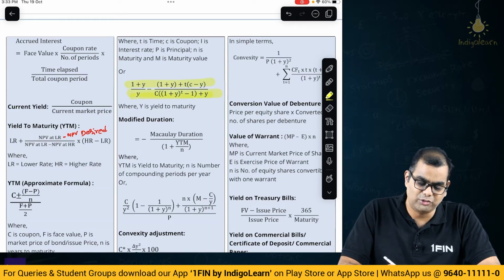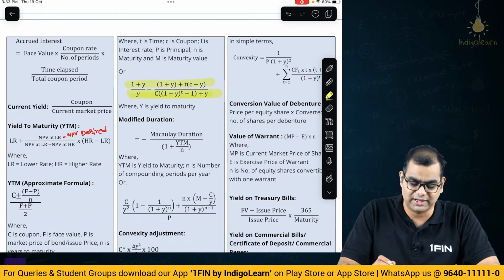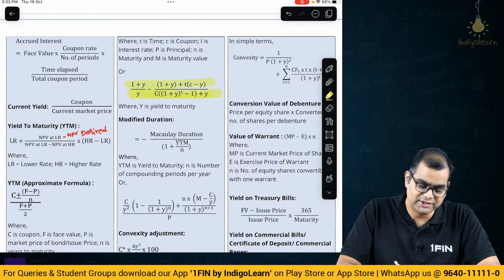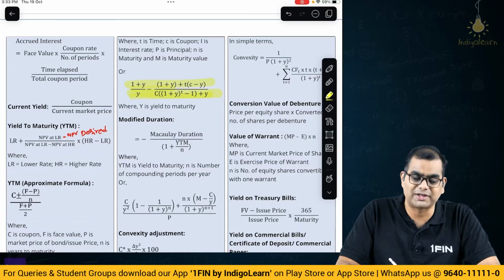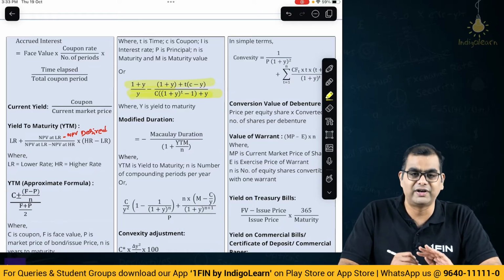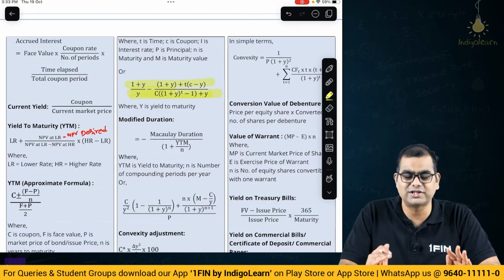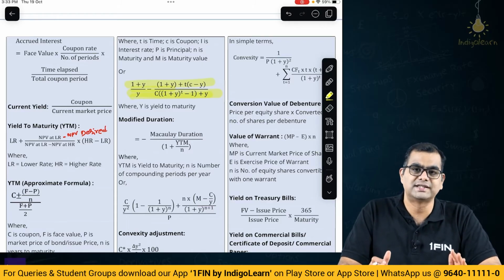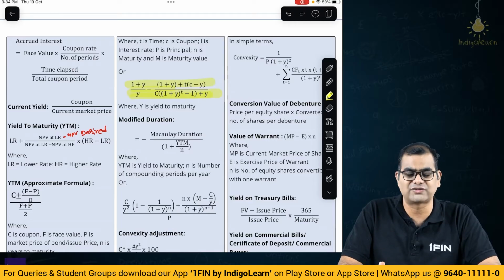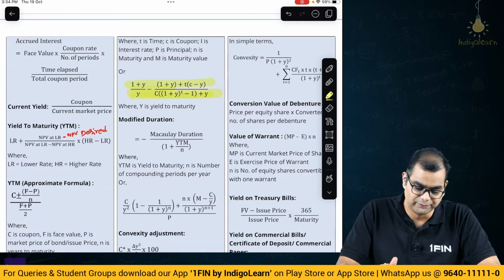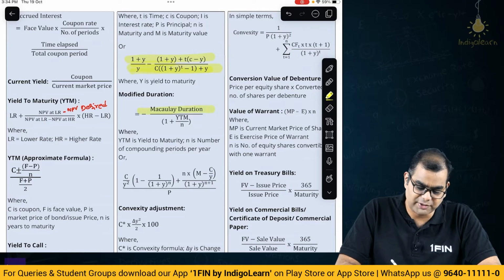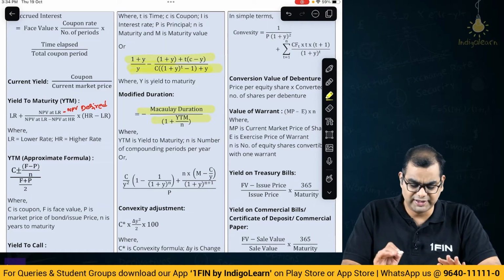This is a slightly more complicated formula. I would not use it unless required. And the formula is (1 plus y) by y minus (1 plus y plus t into (c minus y)) by c into (1 plus y) power t minus (1 plus y). I definitely would not use this because it is more logical for me to understand that duration is sigma of present value factor into coupon value, or into cash flow, into time divided by P0. Okay, and modified duration is Macaulay duration by 1 plus YTM by n. We will get to that.